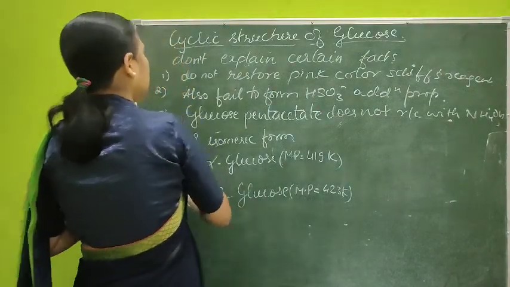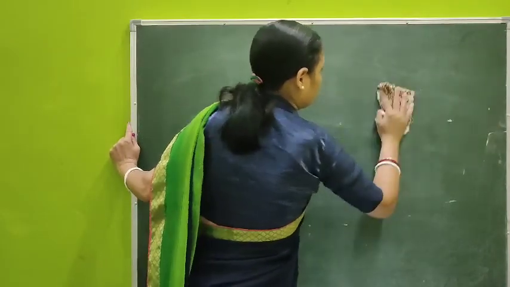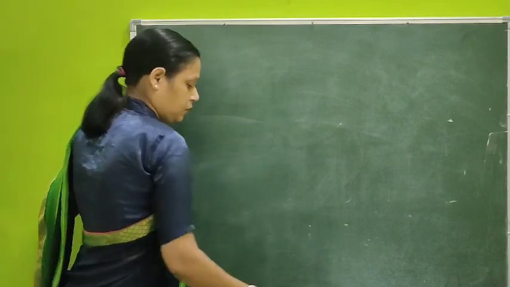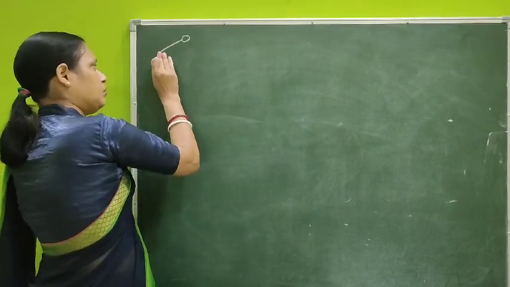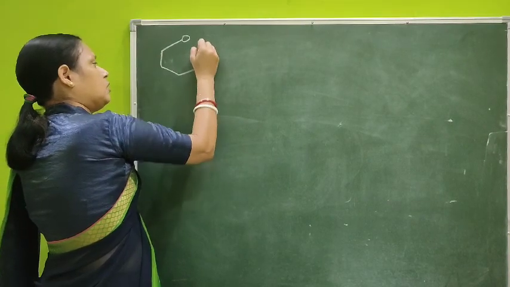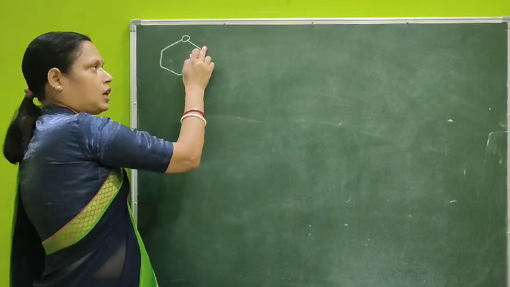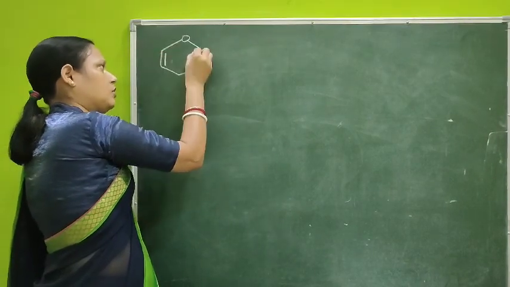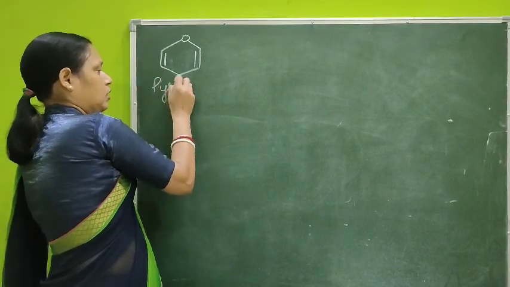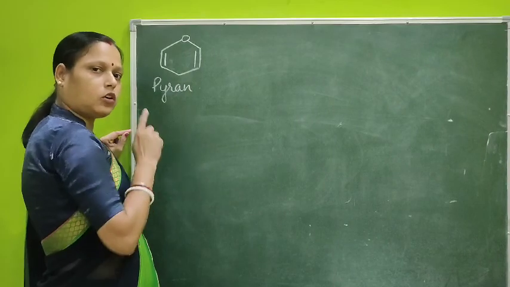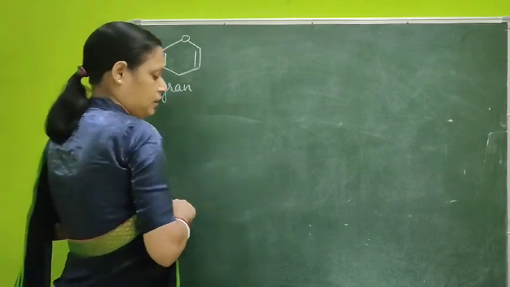Now we have to discuss the pyranose and furanose structures. Let us see. An organic molecule in which 6 atoms were there. 1, 2, 3, 4, 5 are carbon and the 6th heterocyclic atom is oxygen, and the alternate double bonds are there. This is the structure of pyran. And when we draw the structure of glucose according to this pyran structure, it is called glucopyranose. We'll see this here now.